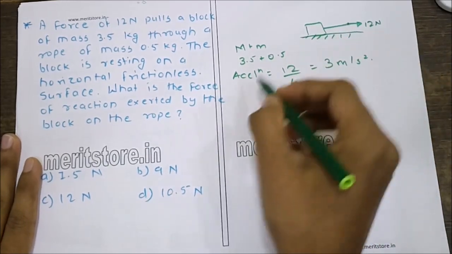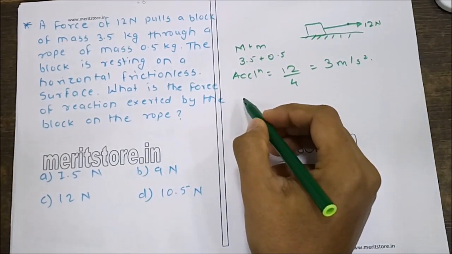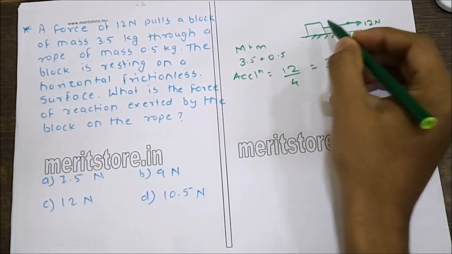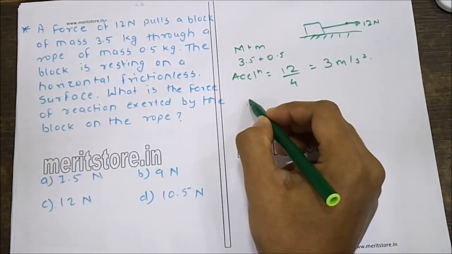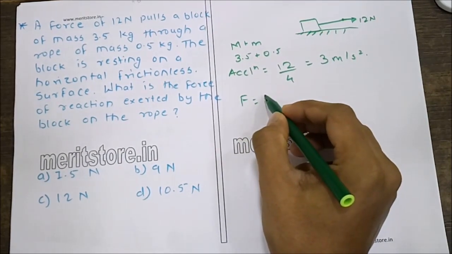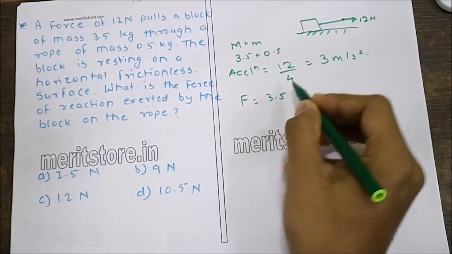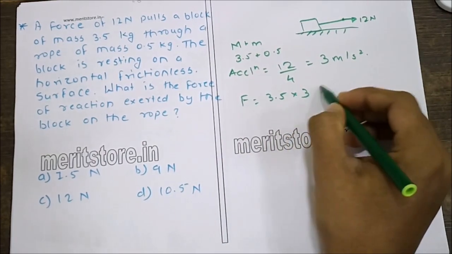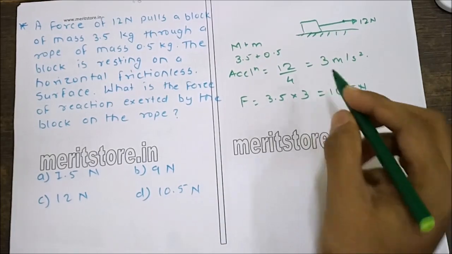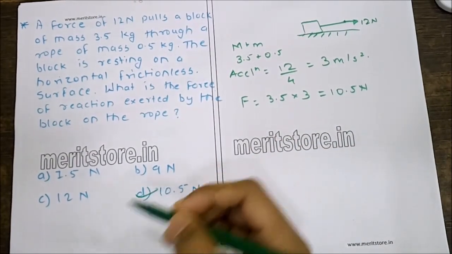Now the block and the rope both exert a force on each other. So the rope exerts a force which is equal to mass of the block, that is 3.5 kg, into acceleration 3. So that is nothing but 10.5 newtons. Hence option D is the correct answer.